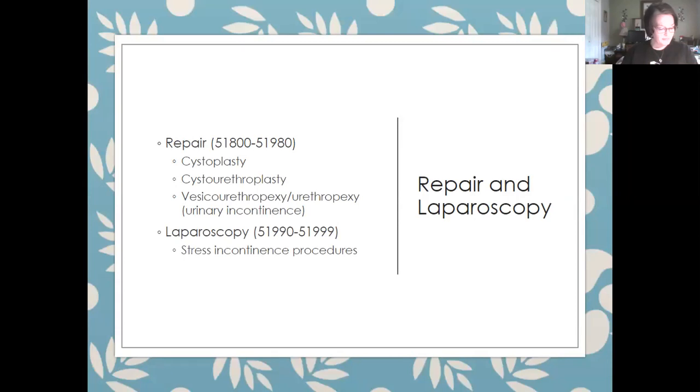Define cystoplasty. Well, plasty is a repair, right? So cystoplasty is the repair of the bladder. Urethroplasty is the repair of the bladder and the urethra. And urethropexy is the repair of urinary incontinence. So we have repair codes here and laparoscopy codes here, and I'll let you read through those. Endoscopy: cystoscopy, urethroscopy, and cystourethroscopy.